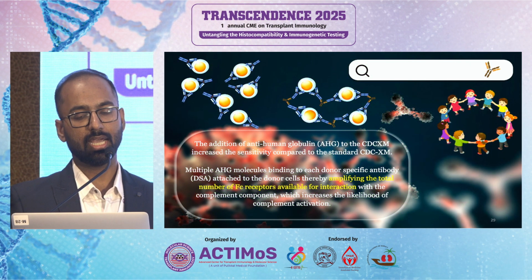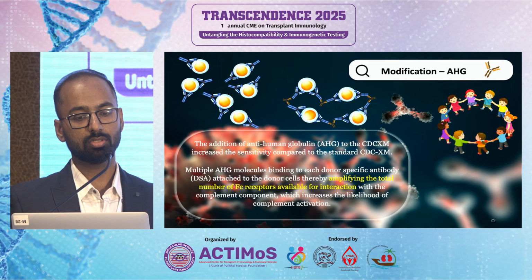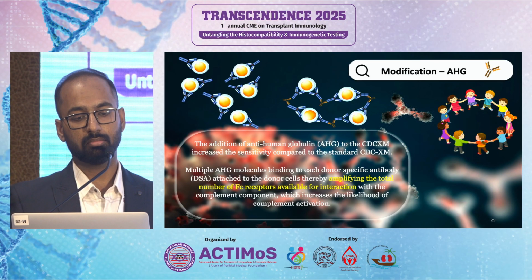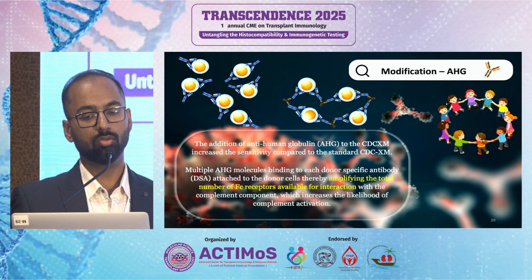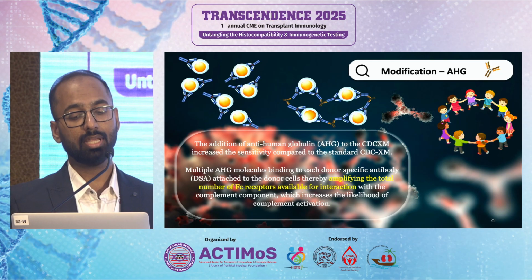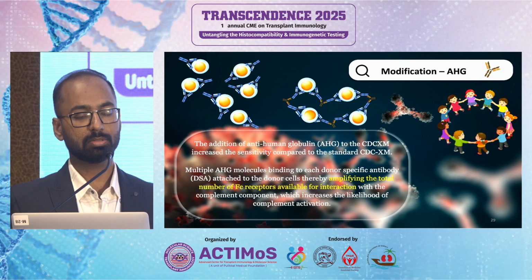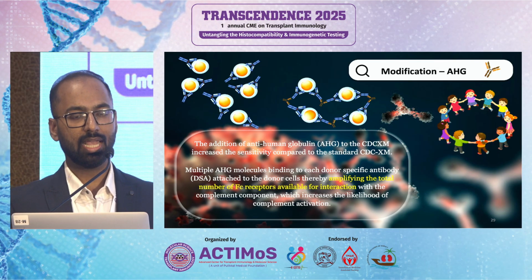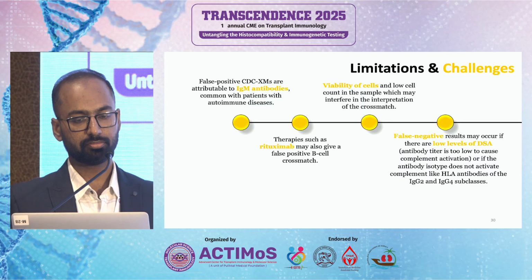Then we have AHG, anti-human globulin, that is used for enhancing sensitivity. How is it enhancing? Multiple Ig molecules will bind to donor-specific antibodies attached to the donor cells, thereby amplifying the total number of Fc receptors. So it's just like giving a helping hand. If the antibodies can't catch together, we are giving an extra hand to help them to catch together.